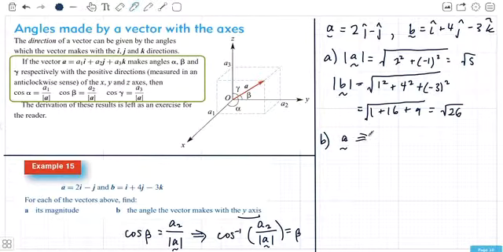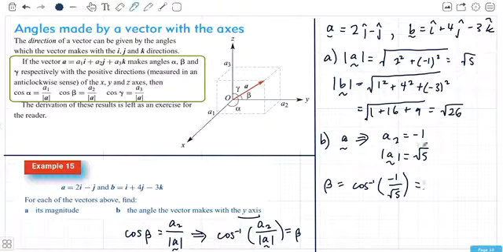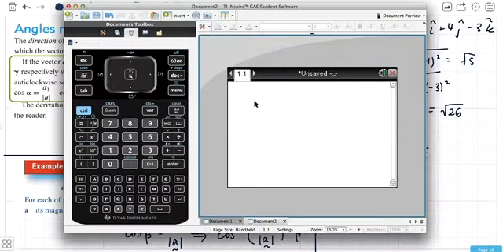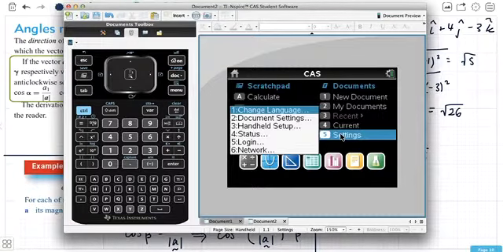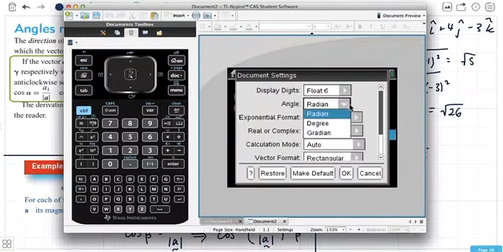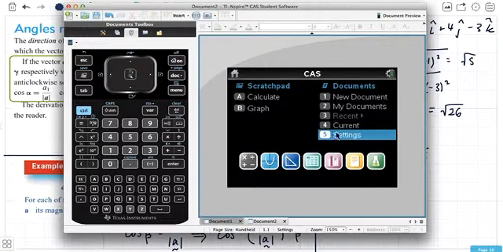We know that this a2 that we'd be using is the coefficient of j, which is -1. The magnitude of a we know is the square root of 5. So this angle beta, which is the angle that the vector makes with the y-axis, would be inverse cosine of -1 over root 5. Now this is where you'd be using your graphics calculator. So we've got -1 over root 5. I'm going to put this in degrees. So to do that, go to Home and then go into Settings, Document Settings, and then just put that into degrees. Okay, and then back to current.